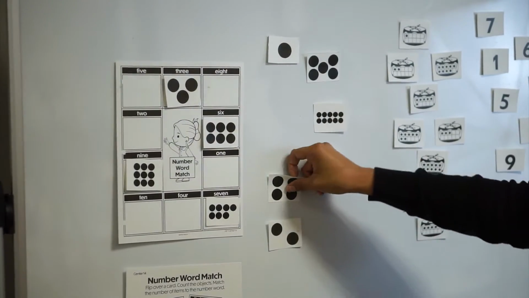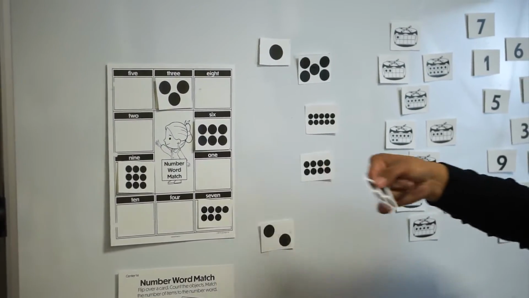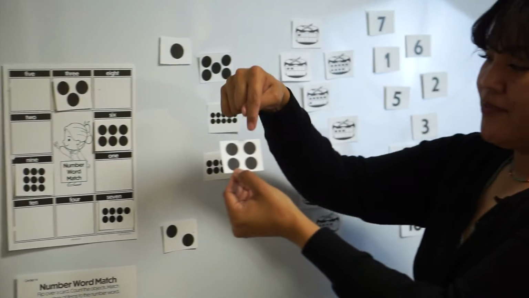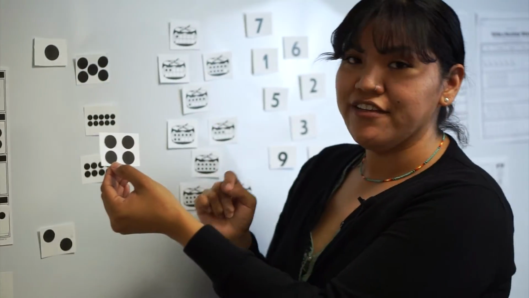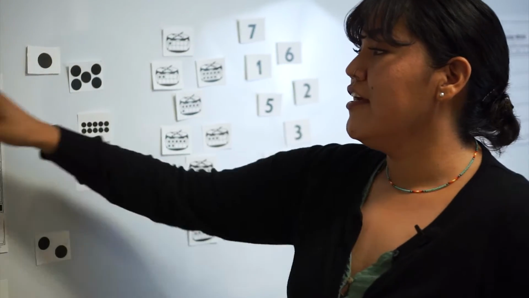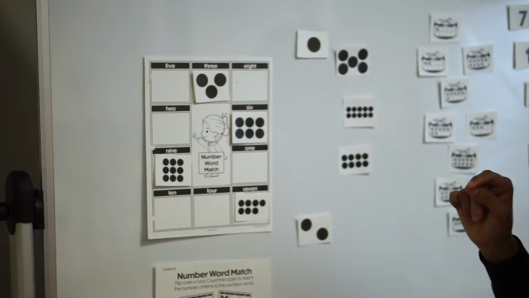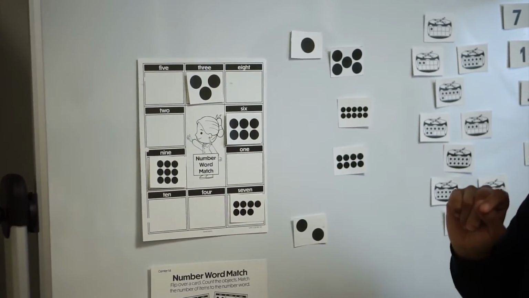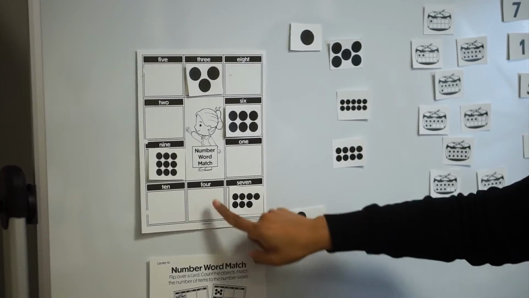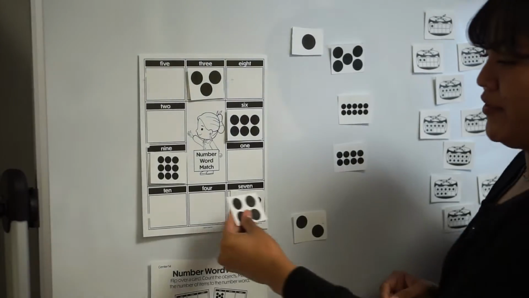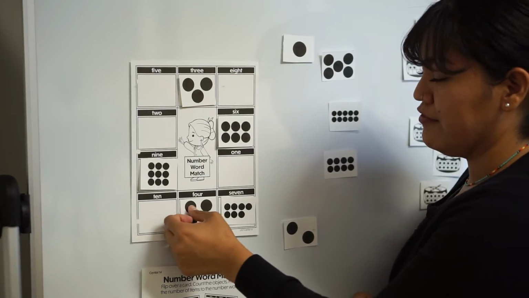All right, let's pick this card. Count the dots. There's 1, 2, 3, and 4. There's 4 dots, so we're gonna look for the word 4. All right, so this one says 1, 10, 4 right here. So we're gonna place the card where it says 4.